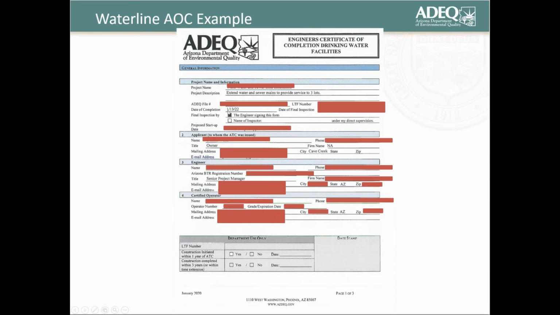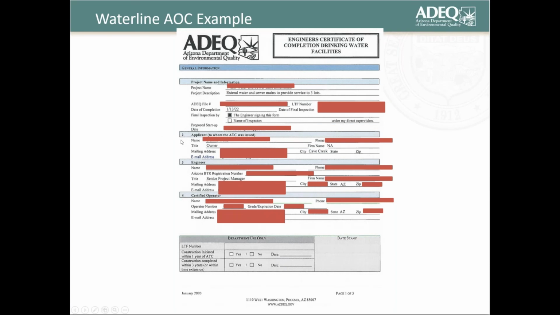The date of completion is when the project was completed and constructed, when it was finally inspected, and who inspected the project. So in this case, the engineer signing this form, or it can be an inspector. The proposed startup date is just giving us an idea of when the project may be in operation.